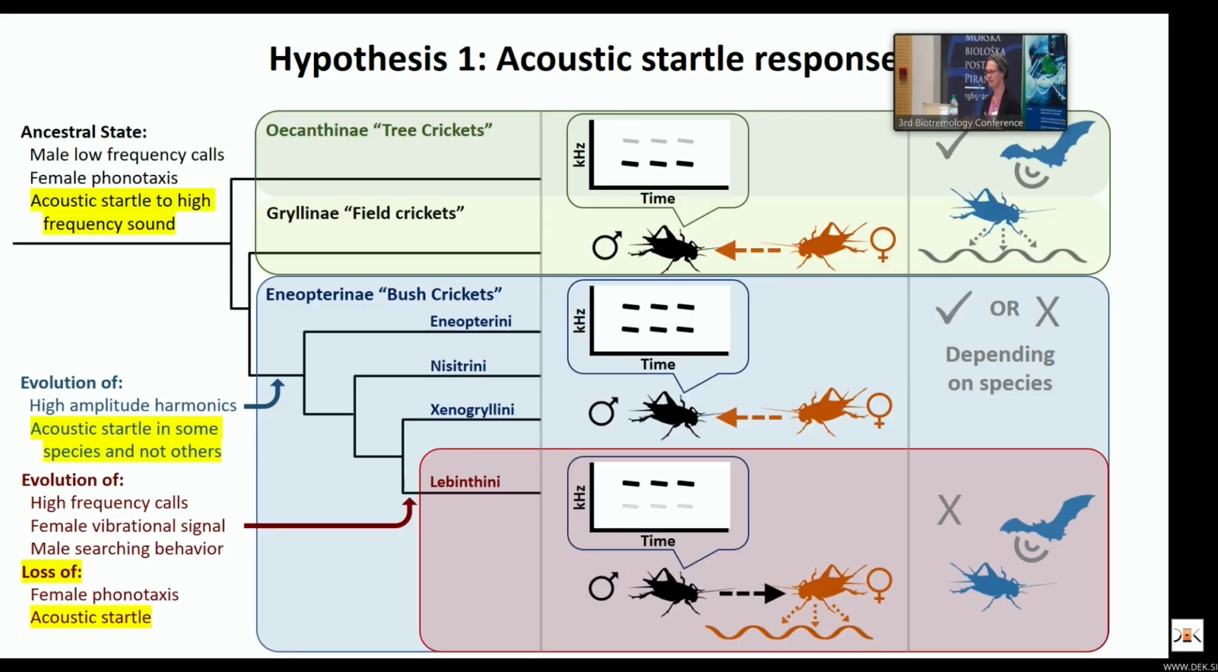So this is summarizing the acoustic startle response, what we have for it so far. Basal on the phylogeny, we have these startle responses to high frequency sounds. We've looked at this intermediate group, the Eneopterinae, that have some high energy in the higher frequency harmonics, and some species startle and some don't, which is interesting. And then in the Lebinthini, they do not startle at all. So they have basically lost this startle response to single pulses of high frequency sound, and they only produce the vibrational reply in a mating context with the song of the male in the correct temporal pattern.